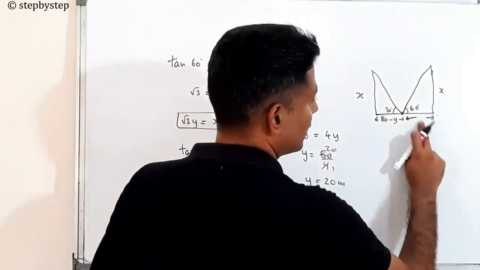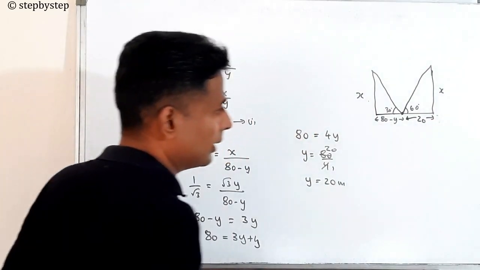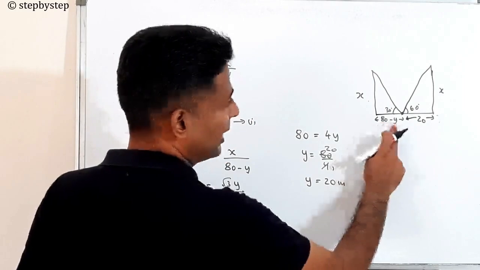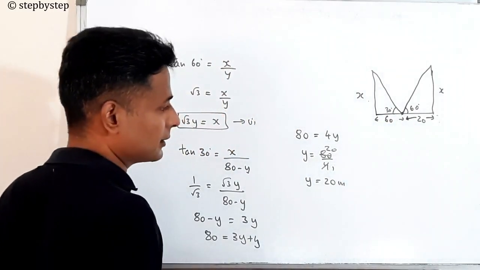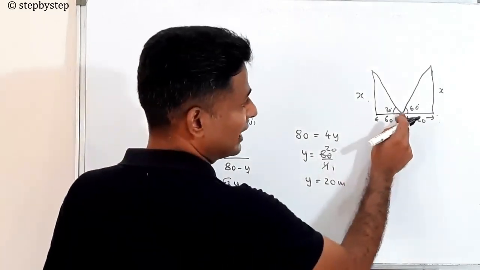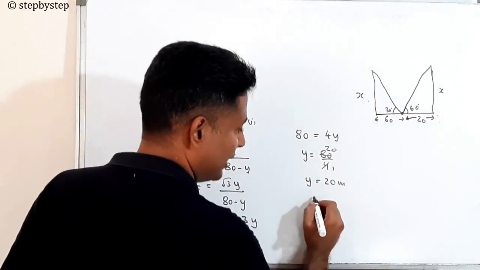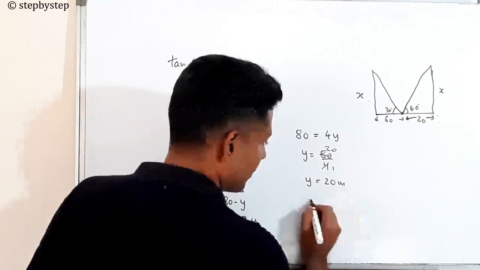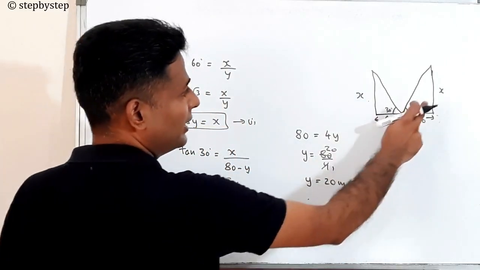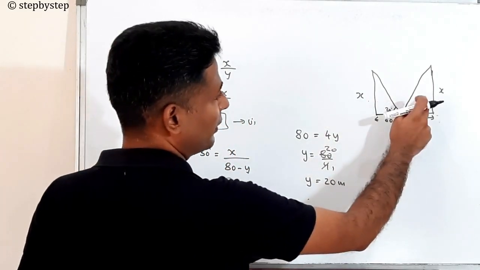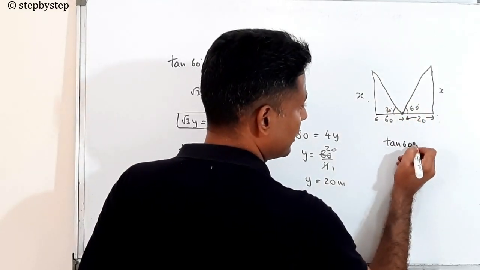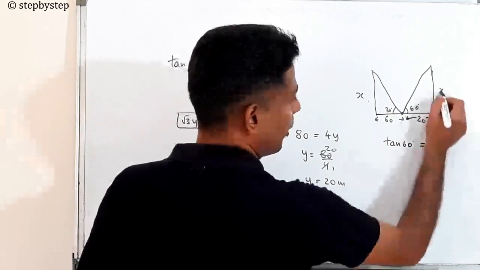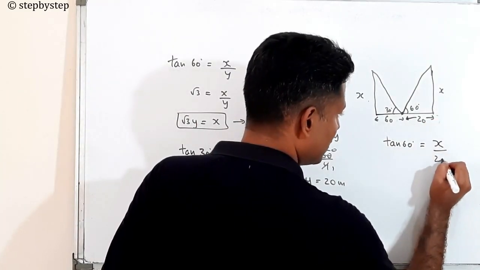So we got this distance as 20. Now how much will this be? 80 minus y, that is 80 minus 20, that is 60 meters, right? So we got the distance of the point from the two poles, that is 20 meters and 60 meters. Now we just need to find x. We can either use this or we can use this. I'll use this triangle. So again tan 60 equal to opposite by adjacent, that is x by 20.